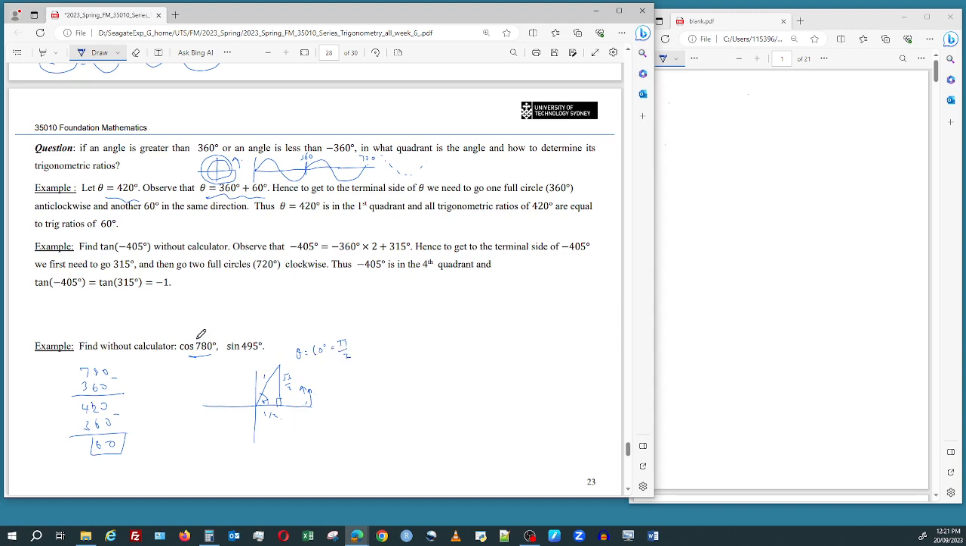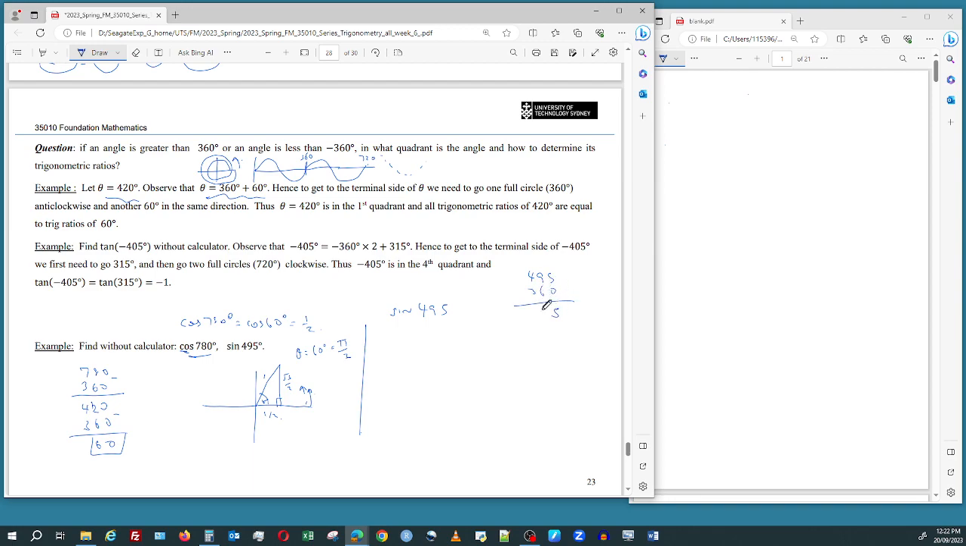So in actual fact, that's an equivalent, and the equivalent is, what's cos? X. So cos 780 is equal to cos 60, which is equal to x, and x is a half. You can check that with your calculator. Okay, sine 495, we'll be looking at y. So we'll do it 495 minus 360.